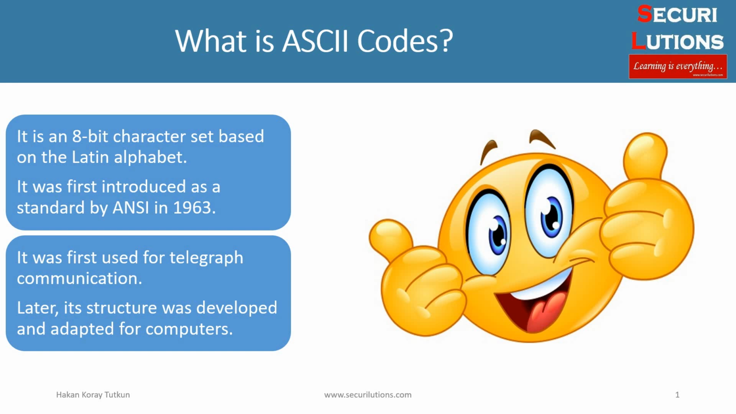This code was obtained by rearranging the symbols and characters used in telegrams by the Bell Company at that time. At first it only included capital letters and numbers, but in 1967 the lowercase letters and some control characters were added. So this set of only 128 characters was published in 1967 as a standard, containing all you need to write in the English language.